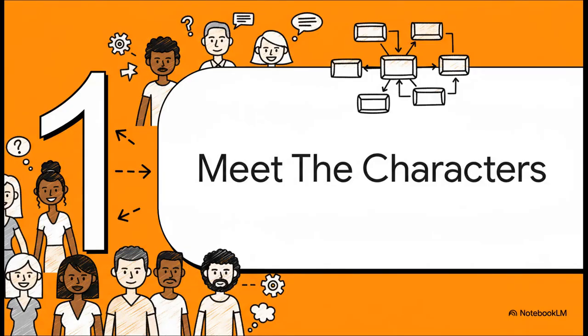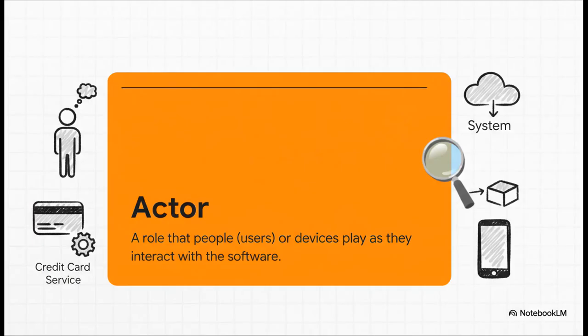All right, so every great story starts with its characters, right? And in the world of systems, it's really no different. The first thing we have to do is figure out who is interacting with our system. Okay, so the first character we need to meet is called an actor. Now, this isn't a specific person, like Bob from accounting. It's a role. Think of it more like a type of user, like customer. Or it could even be another system, something like a credit card service. Basically, an actor is anyone or anything that's on the outside of the system and talks to it.